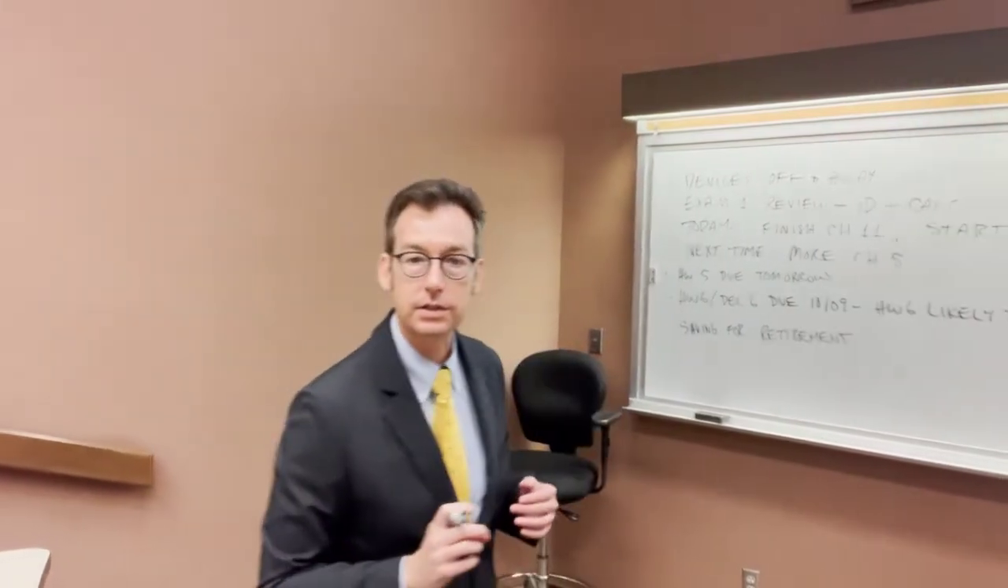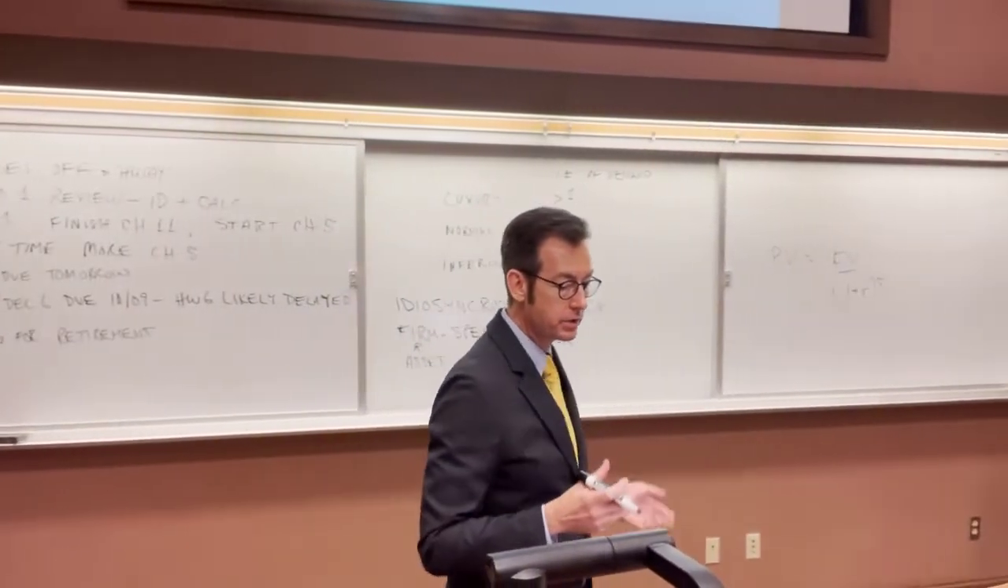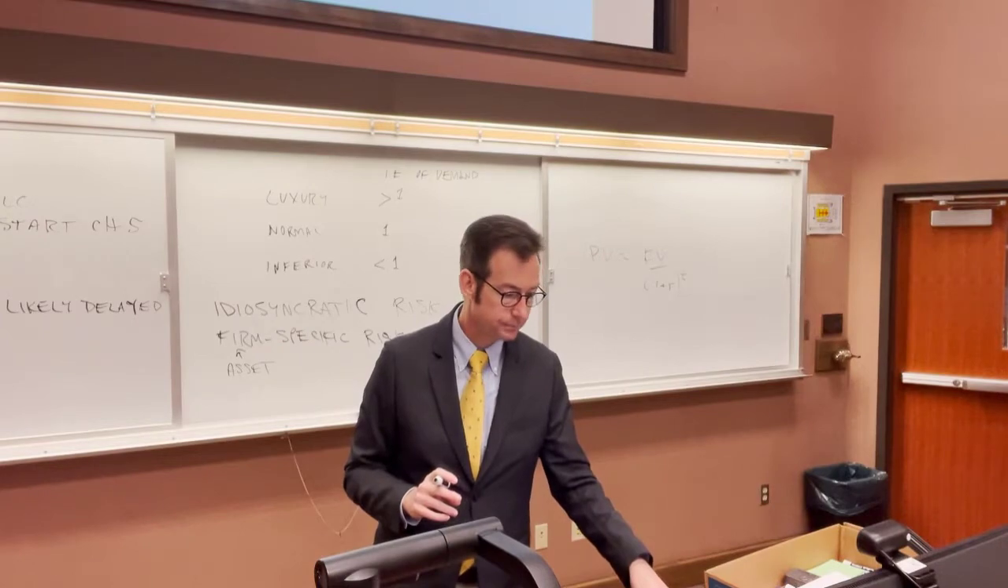The total risk is just the systematic risk plus the unsystematic risk. There are only two kinds. You add them together, that's your total risk. I say add them together. We're going to see mathematically we can't really do that.